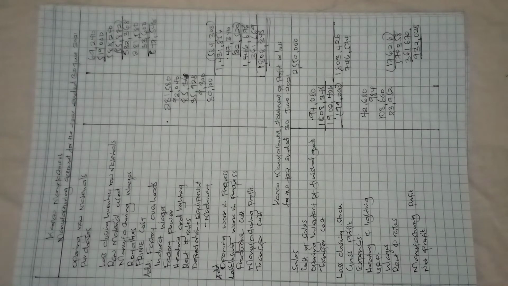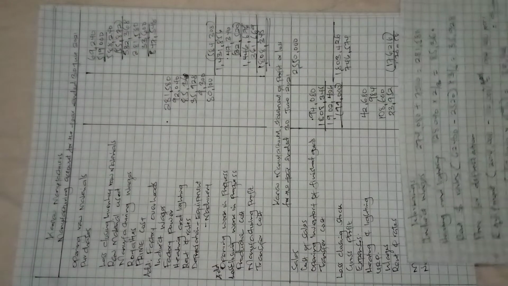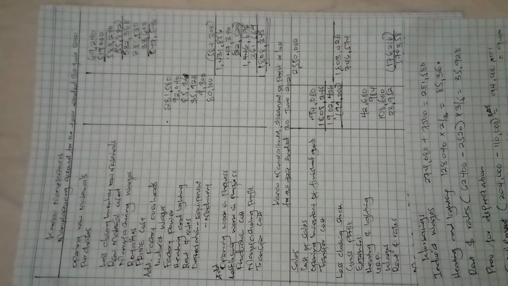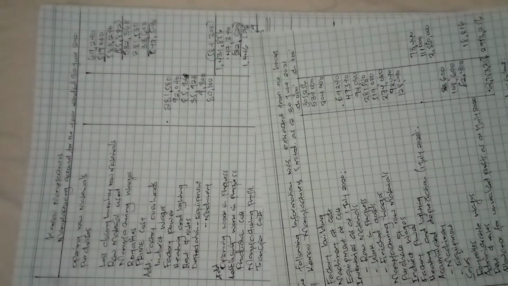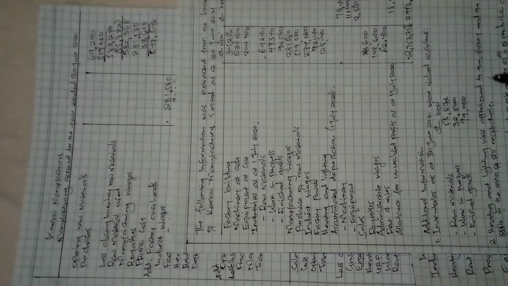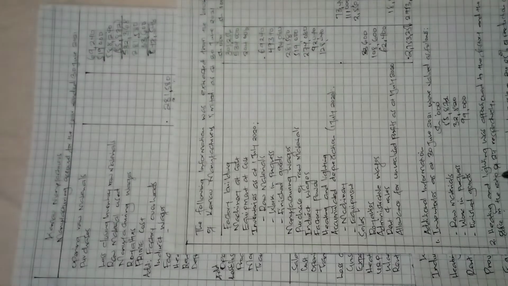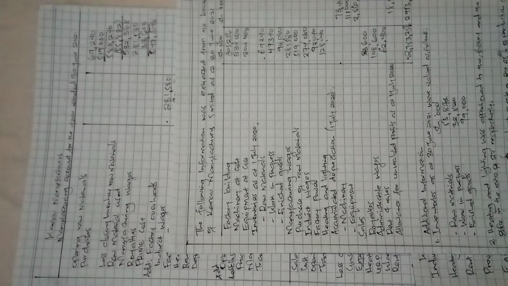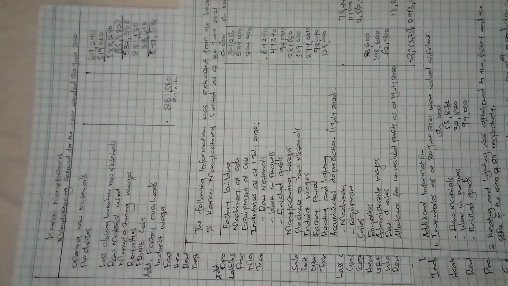Heating and lighting, you go to workings. When you go to workings, what were you told about heating and lighting? Under additional information 2. I hope you're able to see additional information 2. Heating and lighting was apportioned to the factory and the office in the ratio of 2:1. So 2 plus 1, you get 3. So 1 over 3 is what is going to the office.